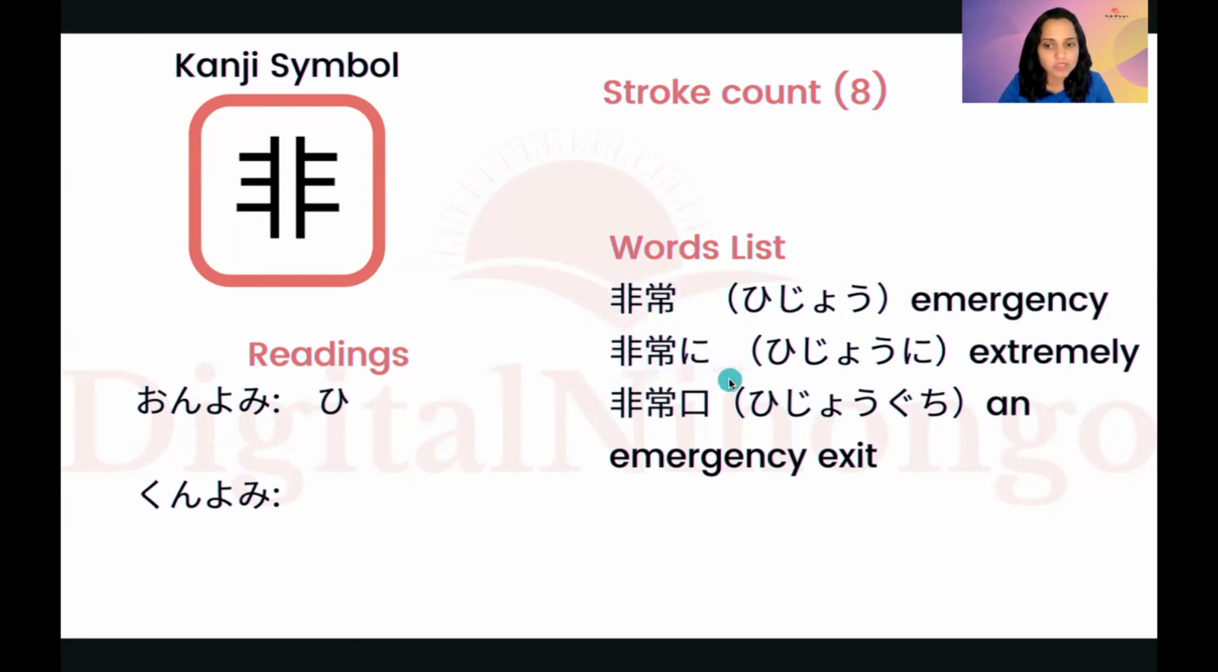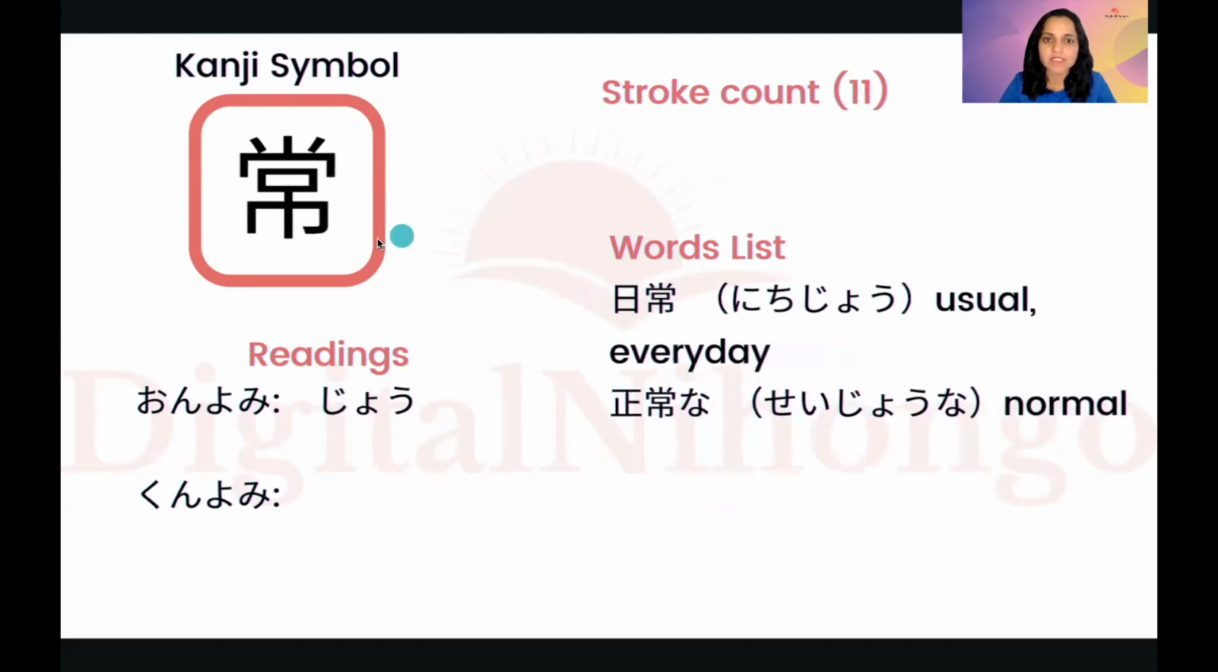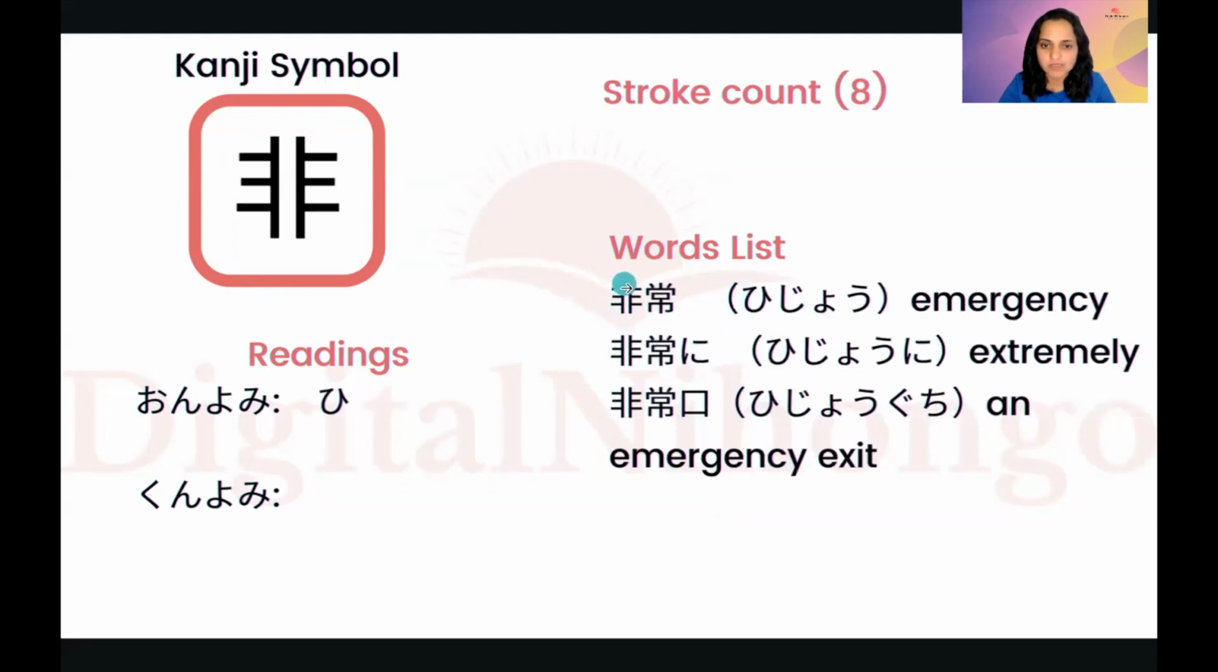Then hijo ni is extremely. It's a slightly different context, hijo ni. And hijoguchi is emergency exit. It will be there in trains, buses, everywhere, emergency exit. Or for the buildings also, apartments also. See the kanji symbol? He. Reading as he. Then next kanji from the word hijo. These are the two kanjis.